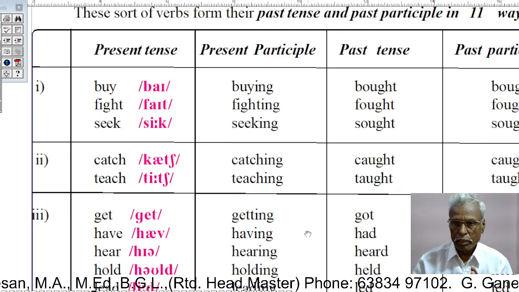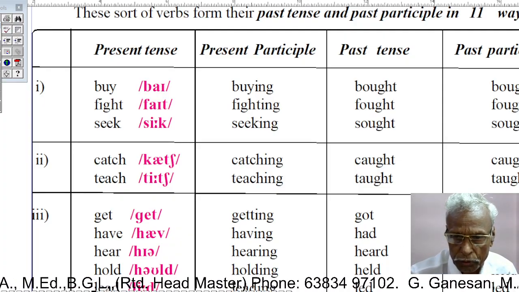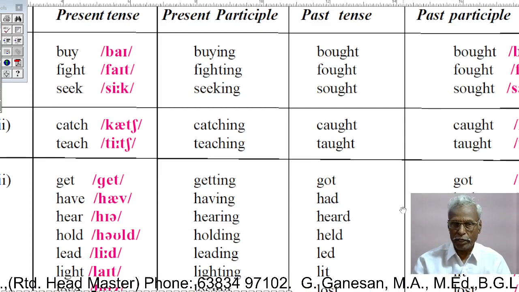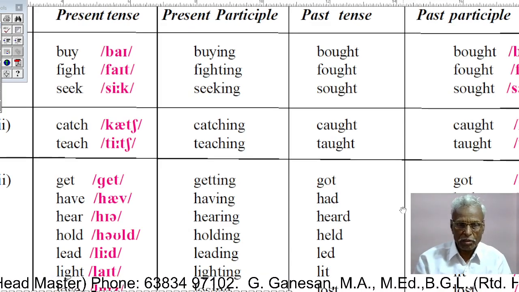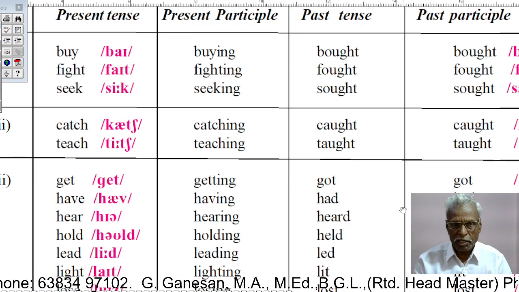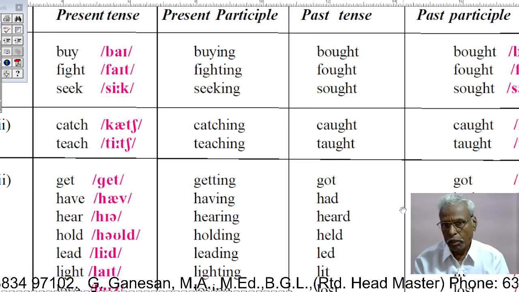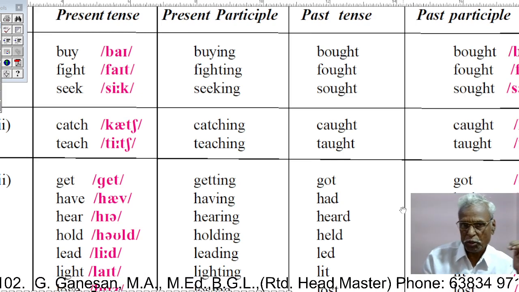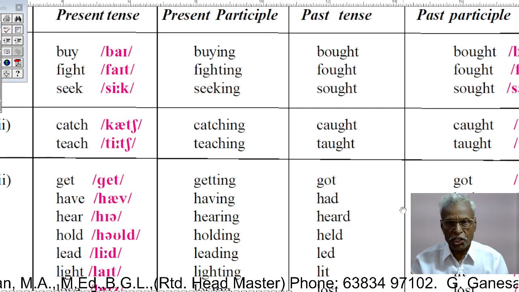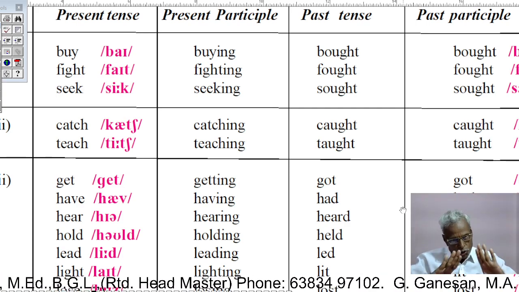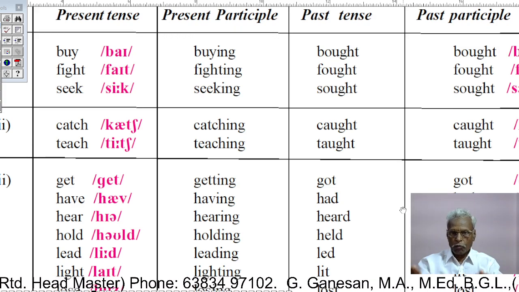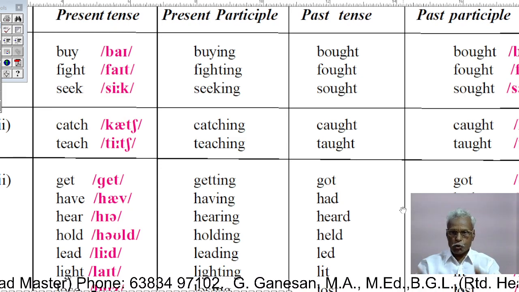Some verbs, yes. Here, these three verbs, buy, fight, seek, drop their last letters: UY, IGHT and EEK. Drop all letters but the first one, and take OUGHT to form their past tense and past participle. Buy, bought. Fight, fought. Seek, sought.